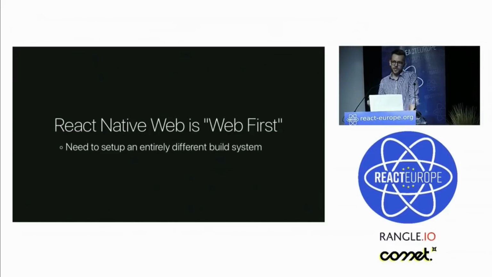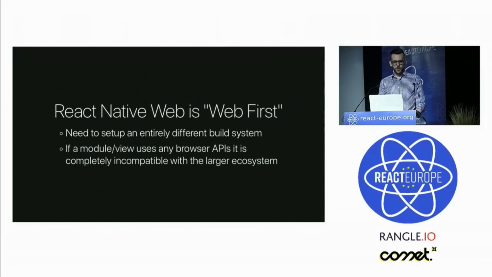I don't know if you guys are familiar or have built React Native Web, but if you're coming from a React Native project, you need to set up Webpack, which React Native does not use, so now you have a parallel build system. Your custom views and custom modules that are very web specific are done in a single file, and if they use a DOM API, you're now completely incompatible with the React Native ecosystem. There's no bridge to abstract away those platform-specific properties.